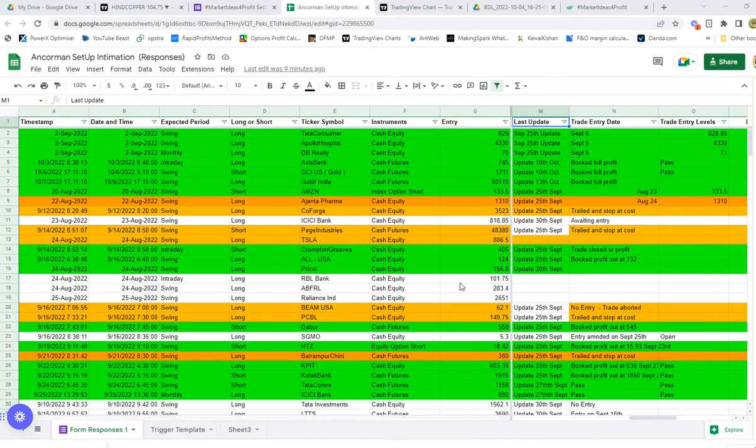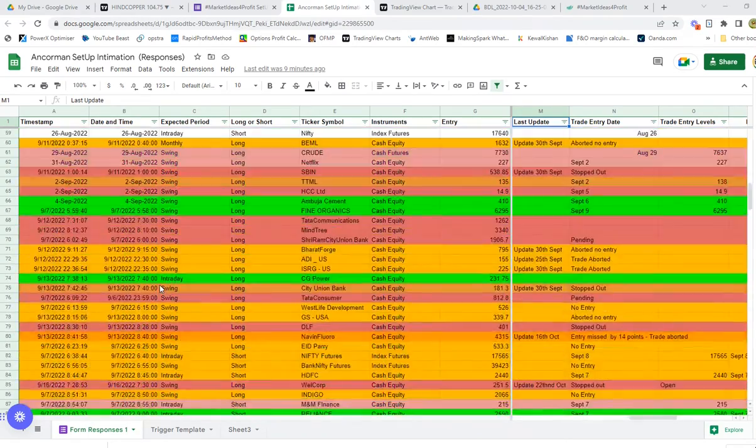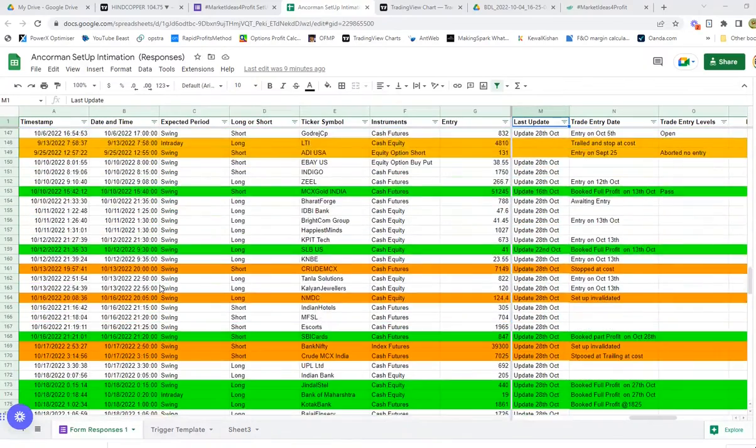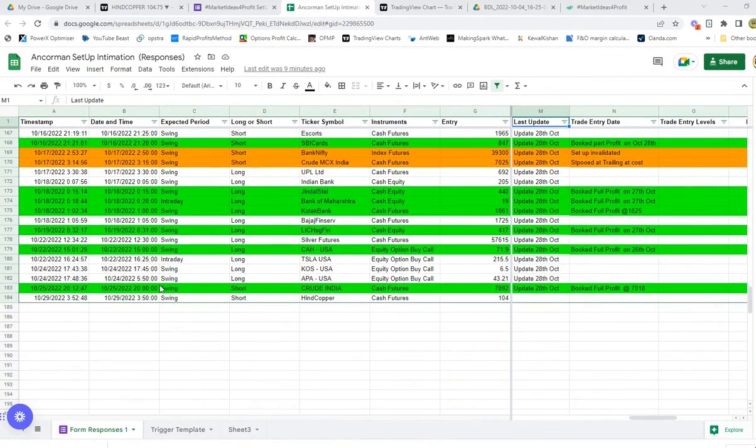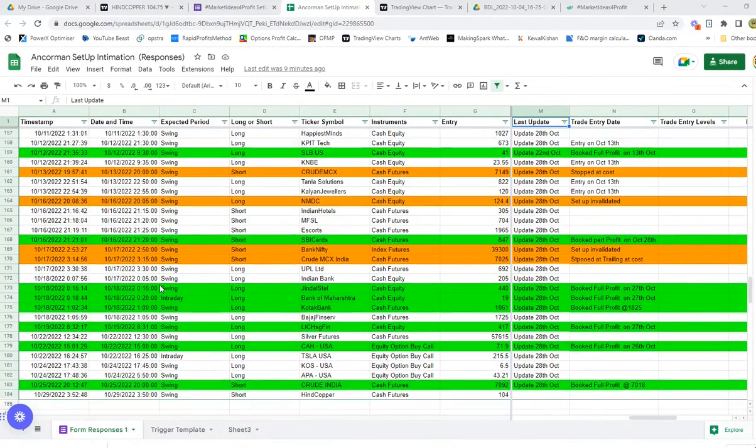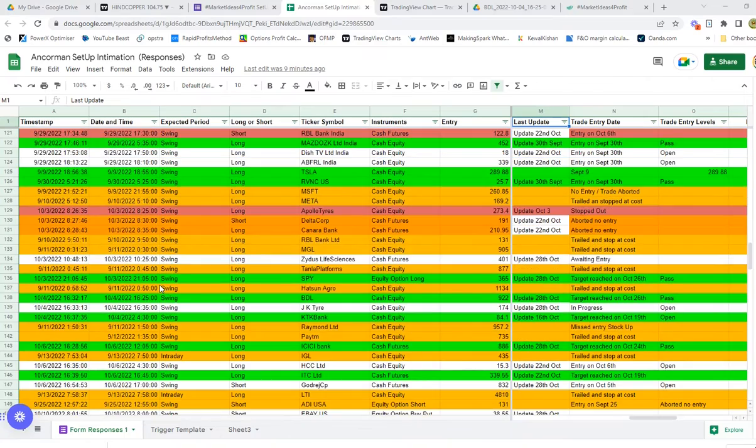Obviously I can't take all these trades, I take most of these trades, and obviously if you see, there are more than 180 trades that have been printed here in the last two and a half months. So I can't be taking all the trades and tracking them.